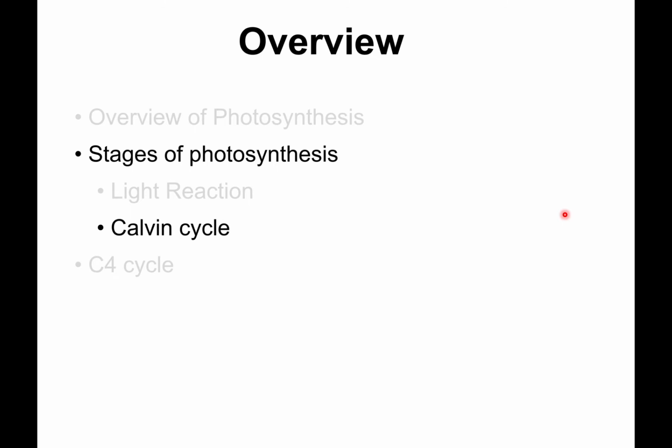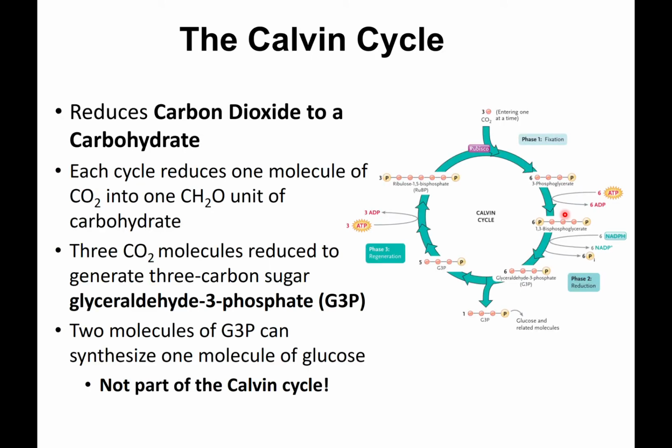Now we're going to move to the next step. How is this energy used to fix carbon dioxide into glyceraldehyde 3-phosphate? What we talk about now is the Calvin cycle. A quick overview: the Calvin cycle is a series of reactions that lead to the fixation of carbon dioxide into glyceraldehyde 3-phosphate. Carbon dioxide is a 1-carbon molecule. Glyceraldehyde 3-phosphate is a 3-carbon molecule. So you need 3 of these cycles, 3 carbon dioxide molecules, in order to produce 1 molecule of glyceraldehyde 3-phosphate.